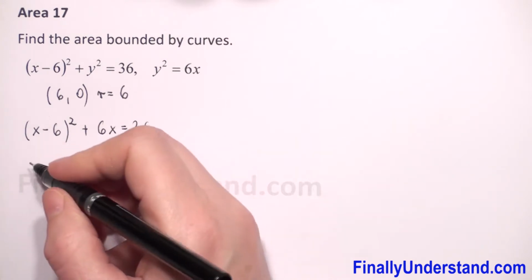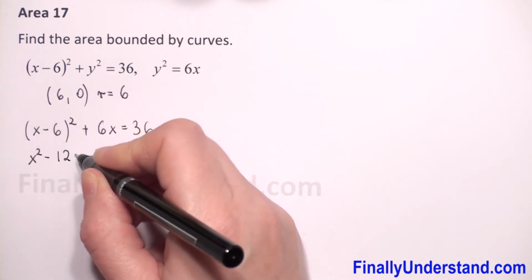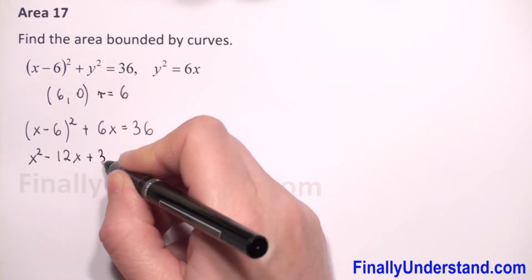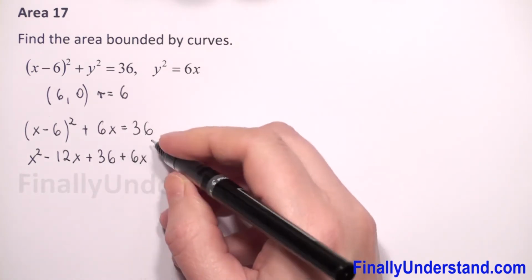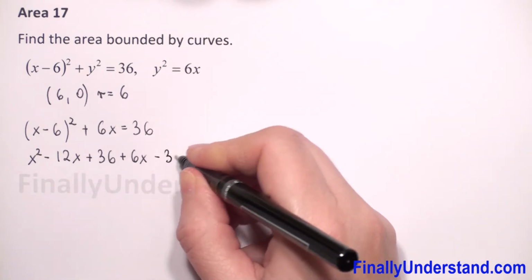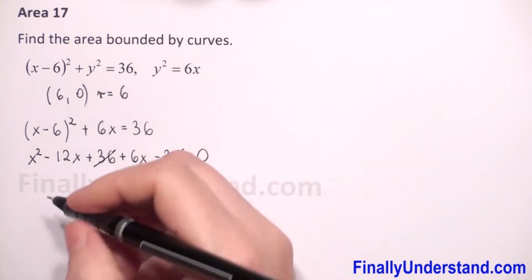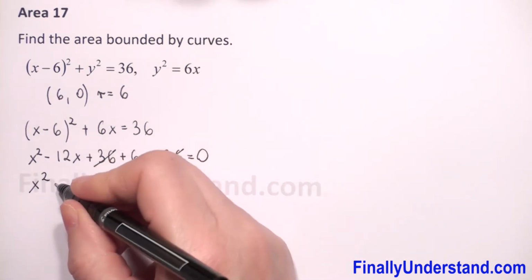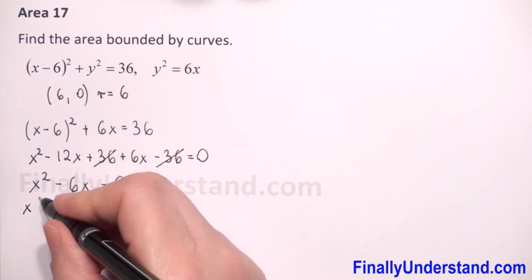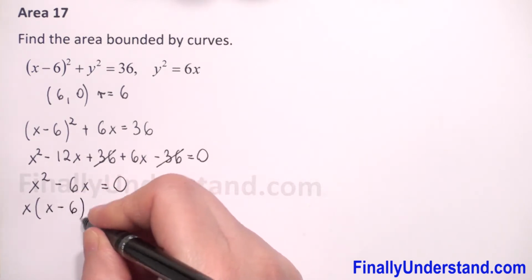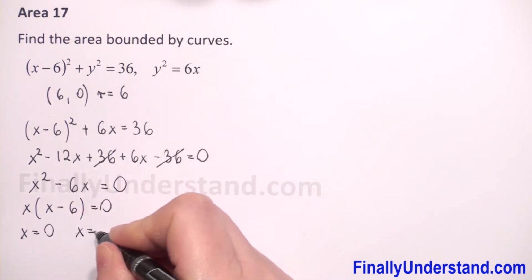We have to take to the second power the first expression, so it will be x squared minus 12x plus 36 plus 6x. I will move 36 to the left side, so it will be minus 36 equals 0. Negative 36 and positive 36 will reduce, and we have x squared minus 6x equals 0. Now we can factorize x, and we have x times (x minus 6) in parentheses. So we have x equals 0 or x equals 6.